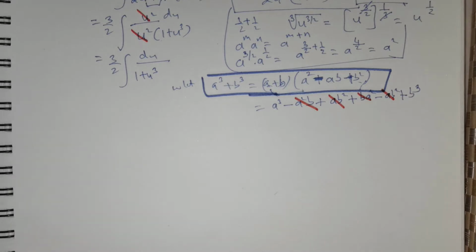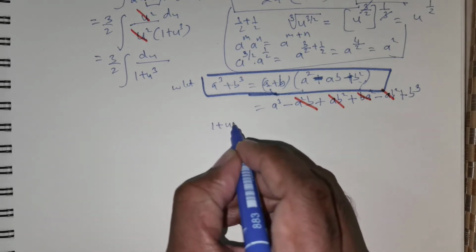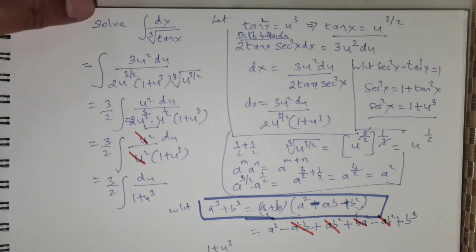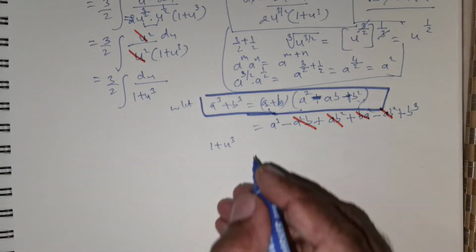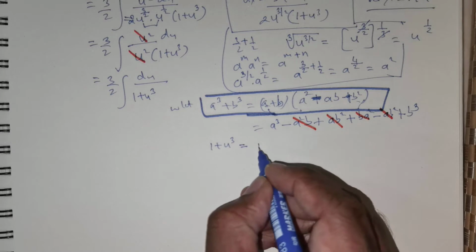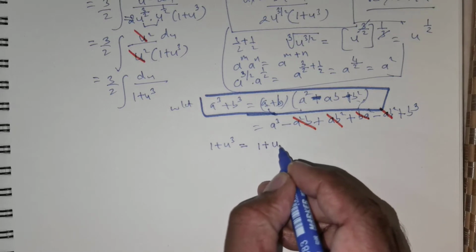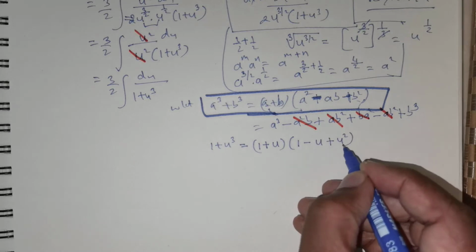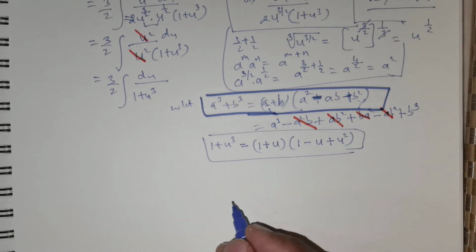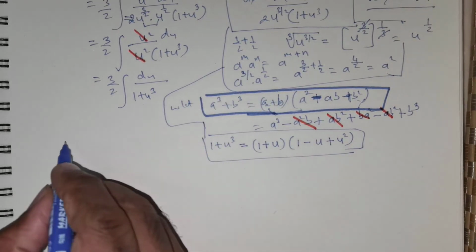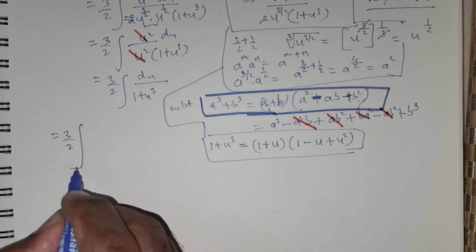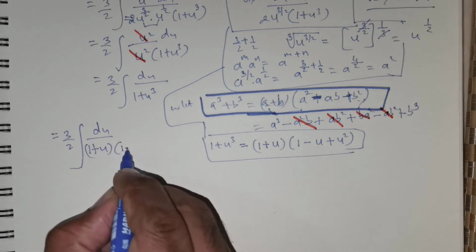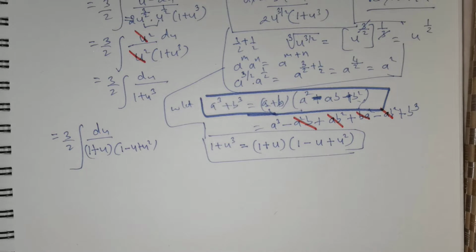So what do we have? We got 1 plus u cubed. This is what we've got. So all the way from here, we have reduced the system to 1 plus u cubed. So in place of a, I've got 1. In place of b, I've got u. So this is the substitution that I would be utilizing here. So this is equal to 3 over 2 times integral du over 1 plus u times 1 minus u plus u squared. Now I would like to use partial fractions.